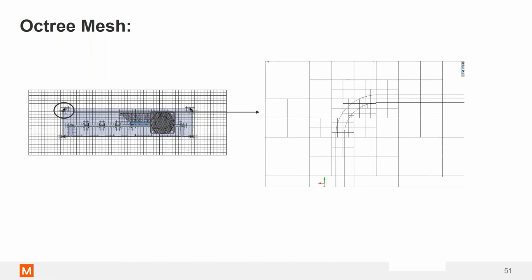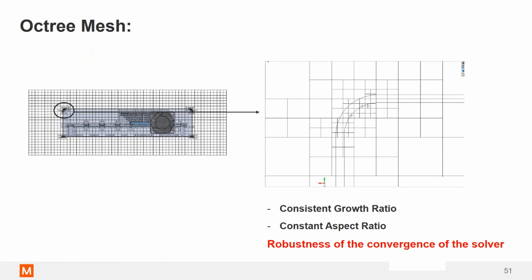The advantage of this kind of discretization is that the growth ratio is always maintained, which is 2:1 between the different levels of mesh. So basically, we will never have a sudden jump in the cell sizes because of this kind of discretization. The aspect ratio is always maintained as well. So for example, this base cell is going to have the same aspect ratio as the smallest cell in this particular model. This ensures basically the robustness of the convergence of the solver. Since the quality of the mesh is automatically taken care of, the user does not have to worry about the cell quality, and you don't have to worry about the divergence of the solver.